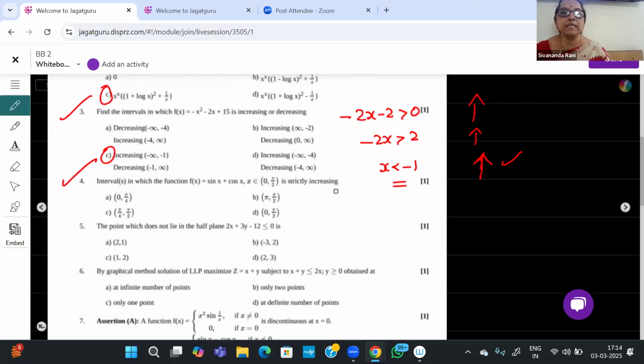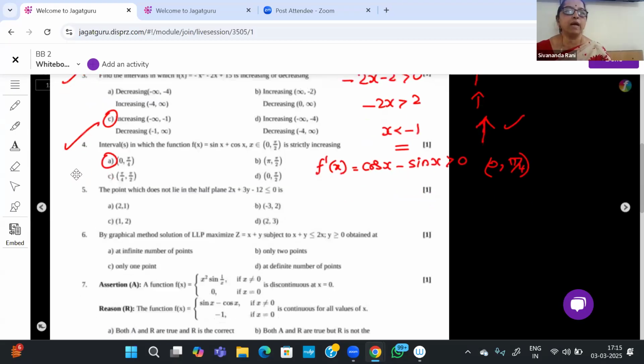Intervals in which it is strictly increasing. A. Very good. Because the first derivative is cos x minus sin x, but we know cos dominates sin in the interval 0 to pi by 4. Till 45 degrees cos will dominate. After that, sin will dominate. So this will be positive in 0 to pi by 4. So option A is appropriate.